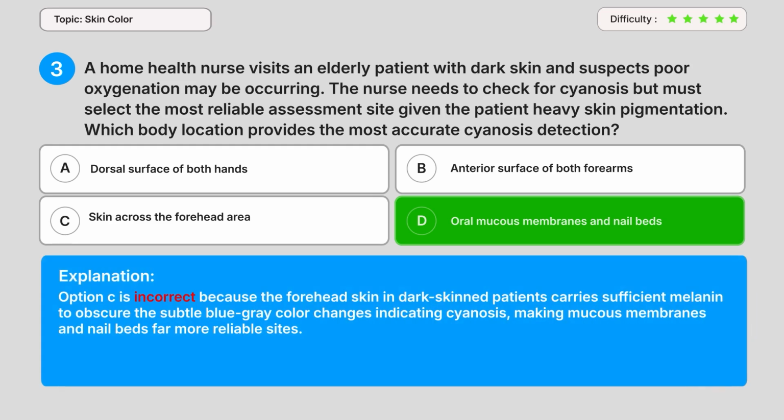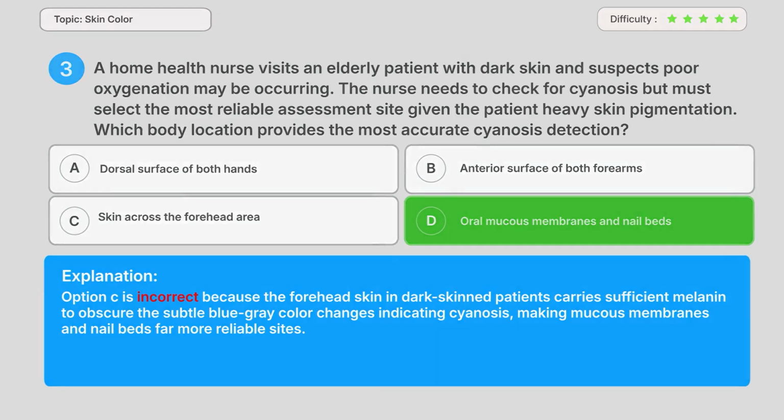Option C is incorrect because the forehead skin in dark-skinned patients carries sufficient melanin to obscure the subtle blue-grey colour changes indicating cyanosis, making mucous membranes and nail beds far more reliable sites.